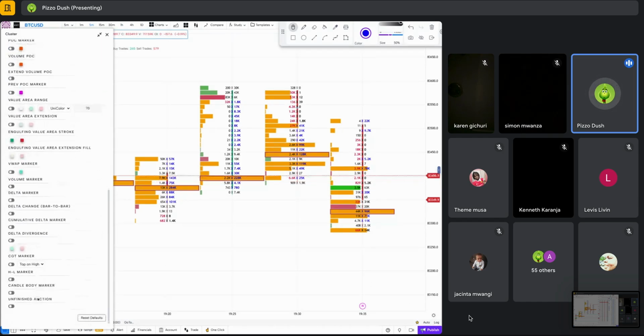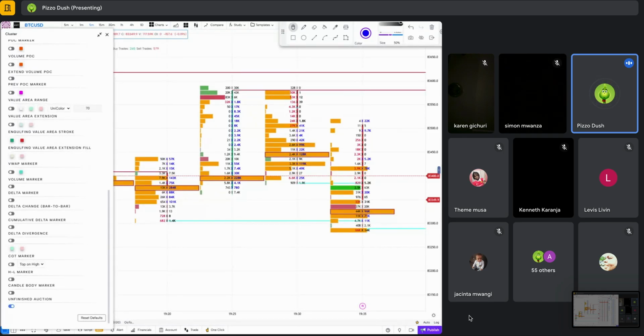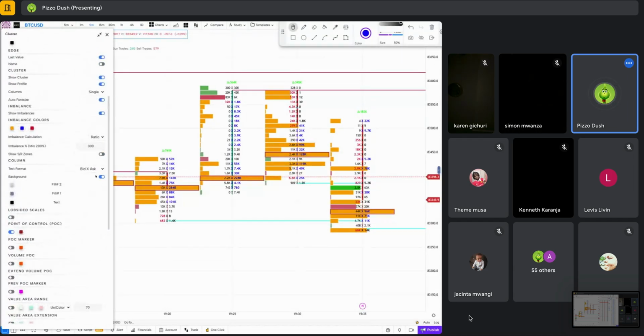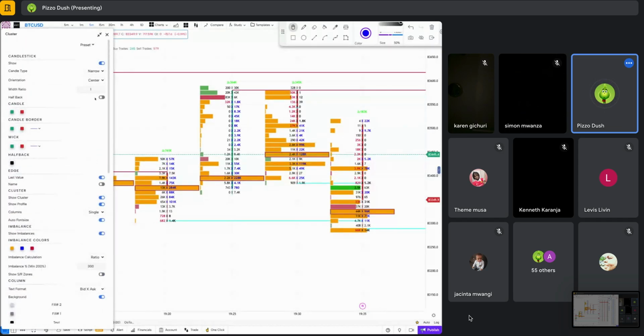After hapo scroll huku chini, allow nini? Unfinished auction like that. After umeallow unfinished auction, kuja hapa hivi kwa delta change bar to bar uiweke on. So it's just that, ni hizo tano: unfinished auction, delta change bar to bar, imbalances, utallow imbalances, then utallow profile, and what else? And make sure your orientation is center.